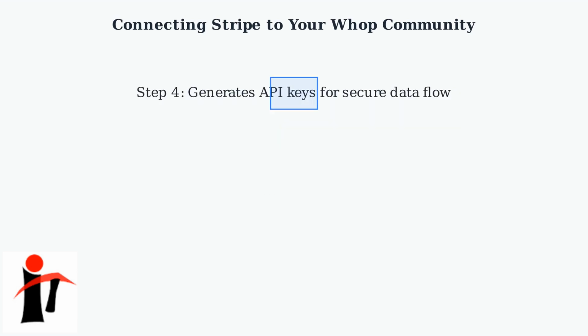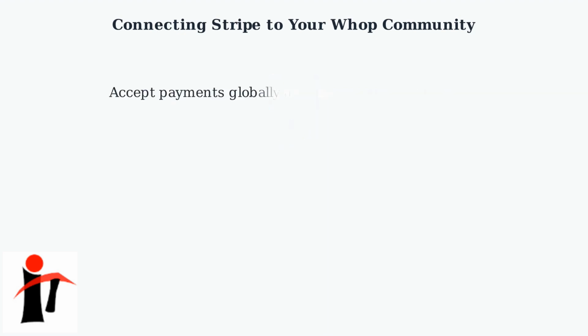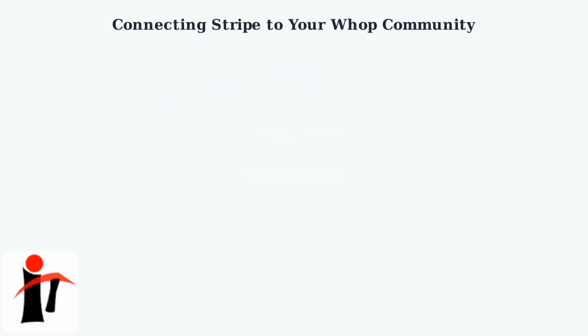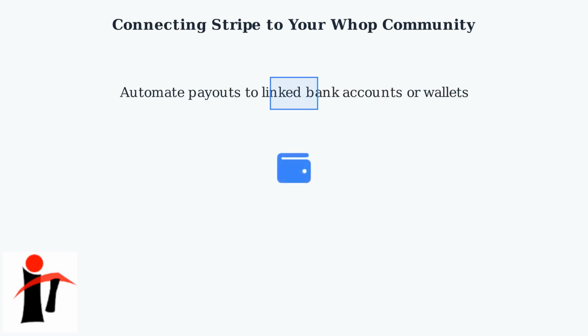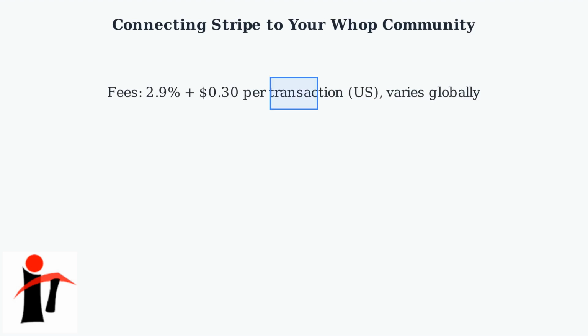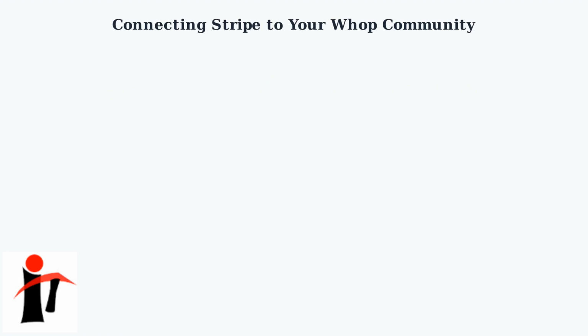This generates API keys, enabling secure data flow between Whop and Stripe. This integration allows you to accept payments globally and manage funds efficiently within your community. After connecting, you can automate payouts to your linked bank accounts or wallets. Remember that standard fees of 2.9% plus 30 per transaction typically apply for US users, but these can vary globally.